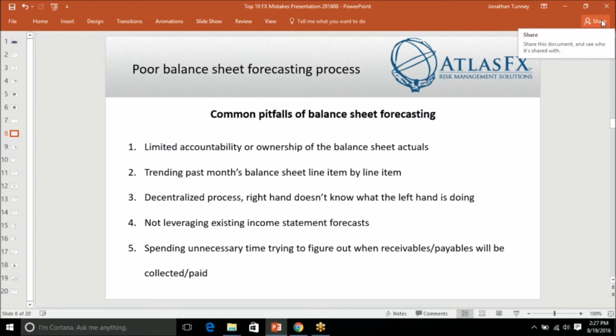The common pitfalls of balance sheet forecasting really stem around the fact that there's limited accountability or any real ownership of balance sheet actuals. There's certainly quite a bit of attention on the income statement. There's a lot of ownership in terms of forecasts for revenues and expenses that go throughout the organization and are often well known up to the CFO or CEO level. Same cannot be said for the balance sheet.